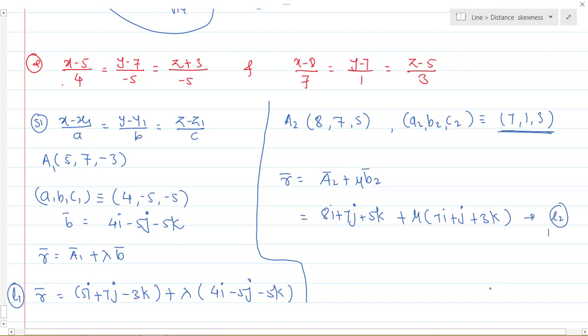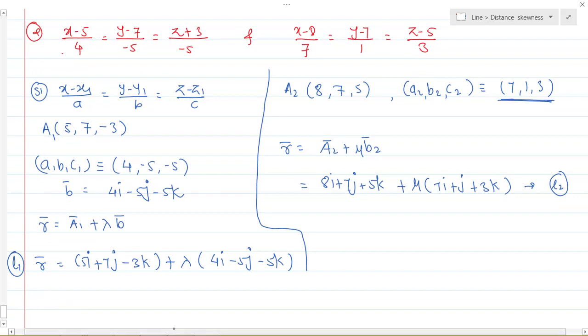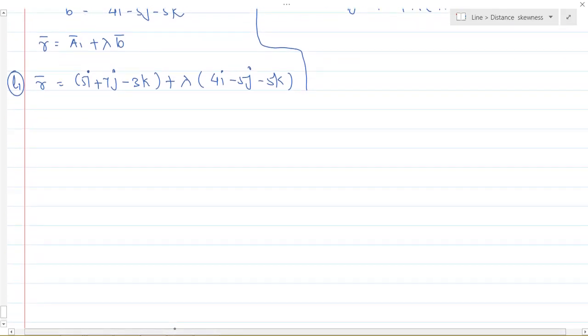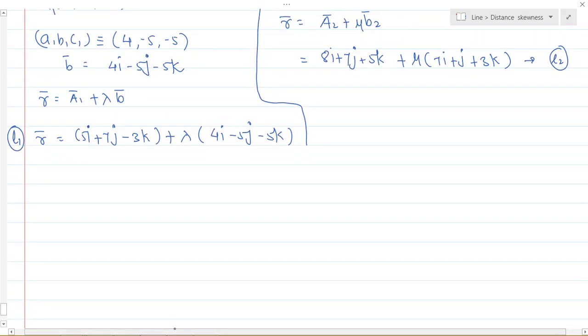Now let's make use of the formula of the distance between the lines with the help of vector form. The distance D is given by the mod of (A2 bar minus A1 bar) dot (B1 bar cross B2 bar), whole divided by the mod of B1 bar cross B2 bar. Perfect.